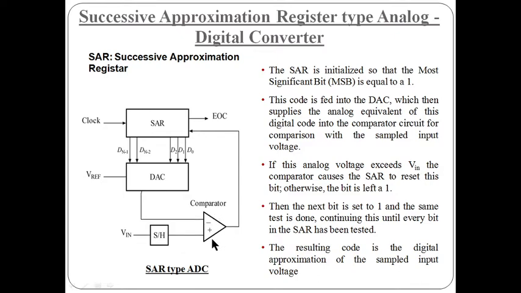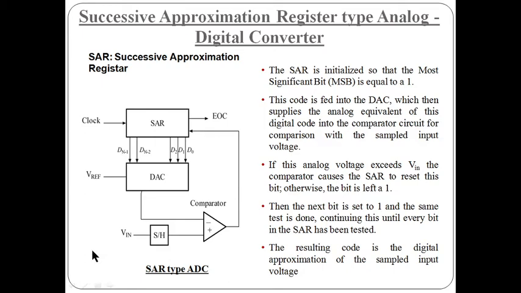This is the comparator, and this is the input voltage value which is coming from the sensor, and we need to convert this value of V input into a digital signal. That means we are going to convert this input into a binary value, in the code language of 0 and 1. How are we going to do it? We are going to do it by using the successive approximation register type analog to digital converter.